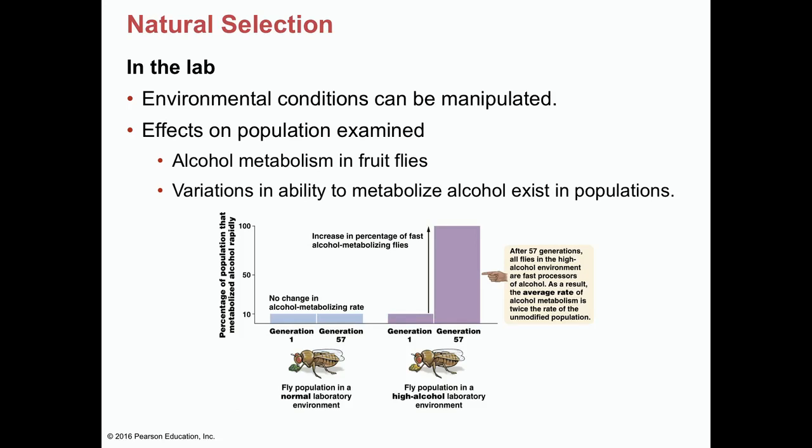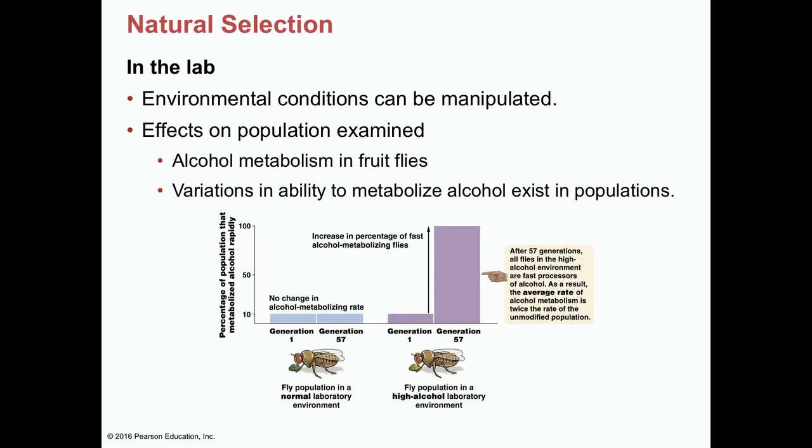So we can see that by modifying environmental conditions in the lab, we can actually cause evolution or change in populations to happen. The percentage of alcohol metabolism in fruit flies dramatically changed within 57 generations. So we can cause this through directly choosing which individuals mate. We can also cause evolution by manipulating environmental conditions.